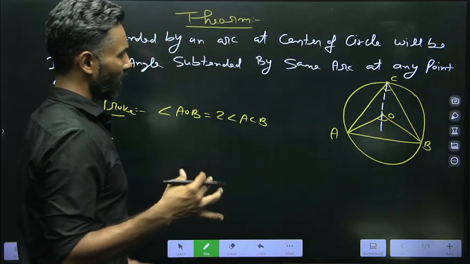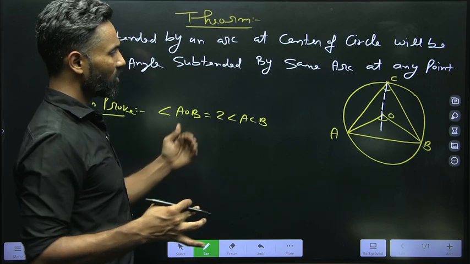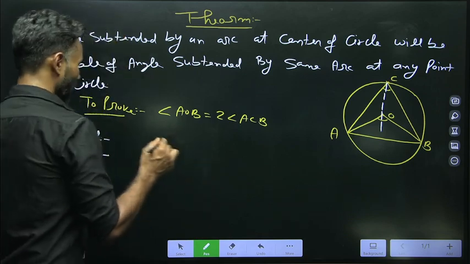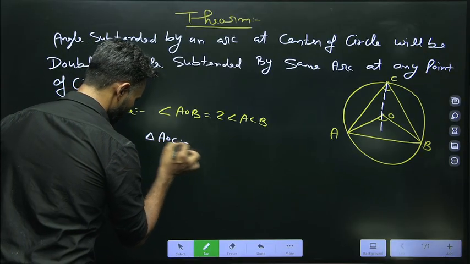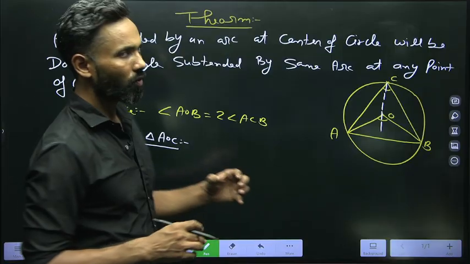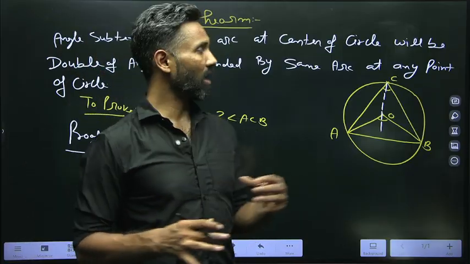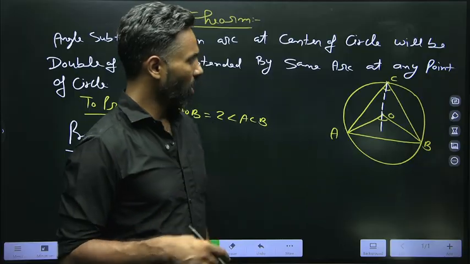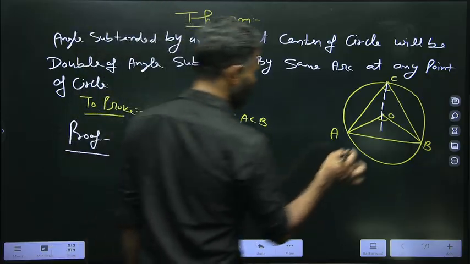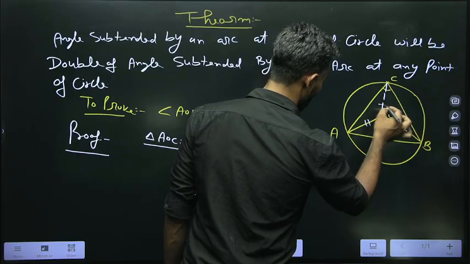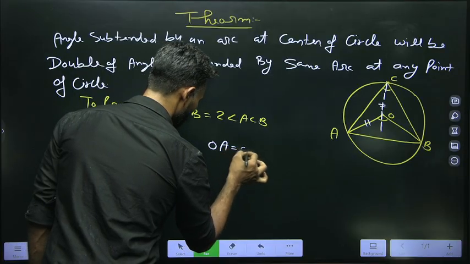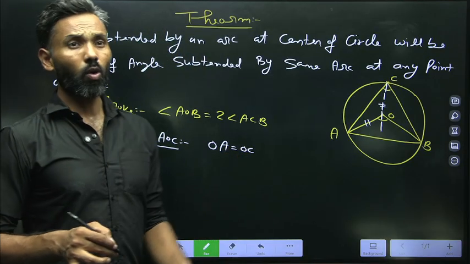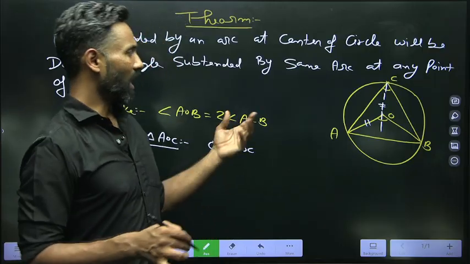Now we can see that there are two triangles. First, I am going to take triangle AOC. Now you have to tell me what kind of triangle AOC is. I would say that triangle AOC is an isosceles triangle. Why an isosceles triangle? Because OA is equal to OC. It means this is an isosceles triangle.